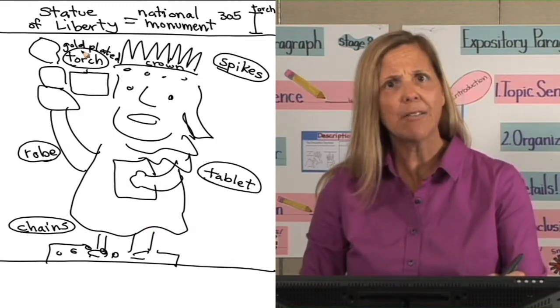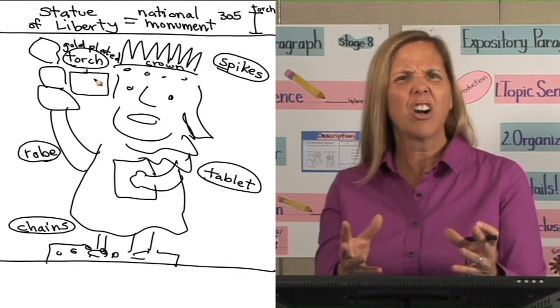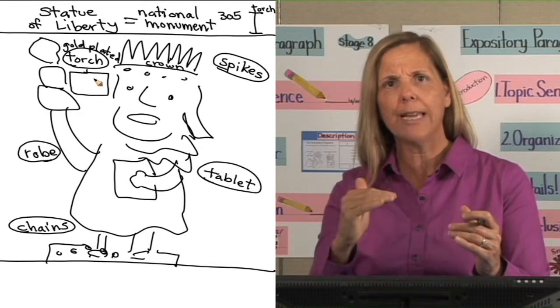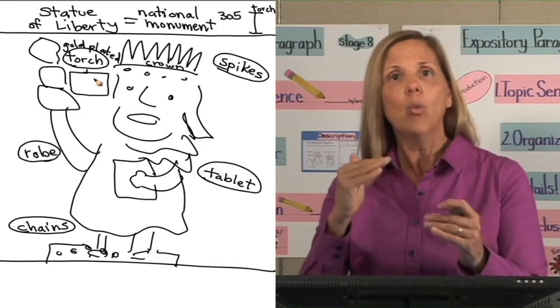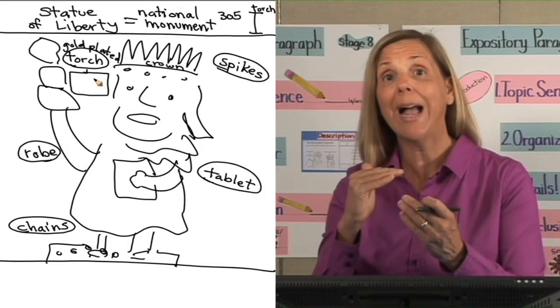What is the meaning of this torch? What does it symbolize? What if I were drawing a picture of a plant, labeling the parts of a plant, like let's say root? When I tell the function of the root, what does the root do? How does it work?